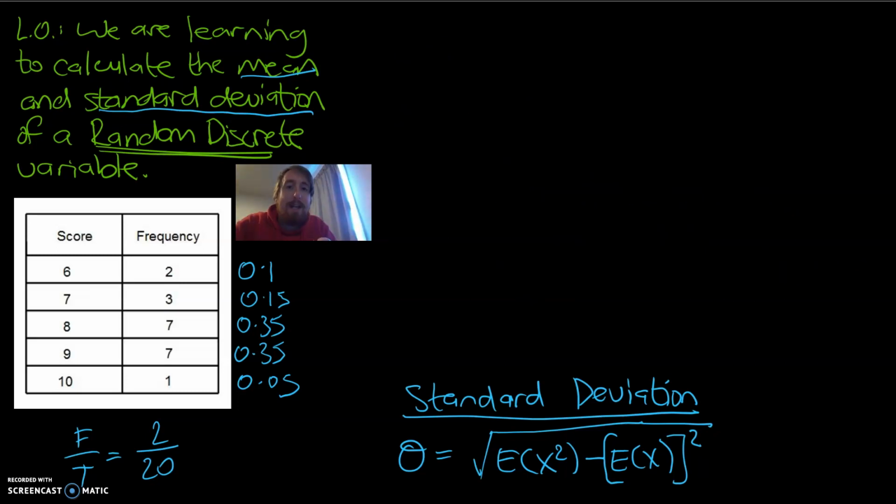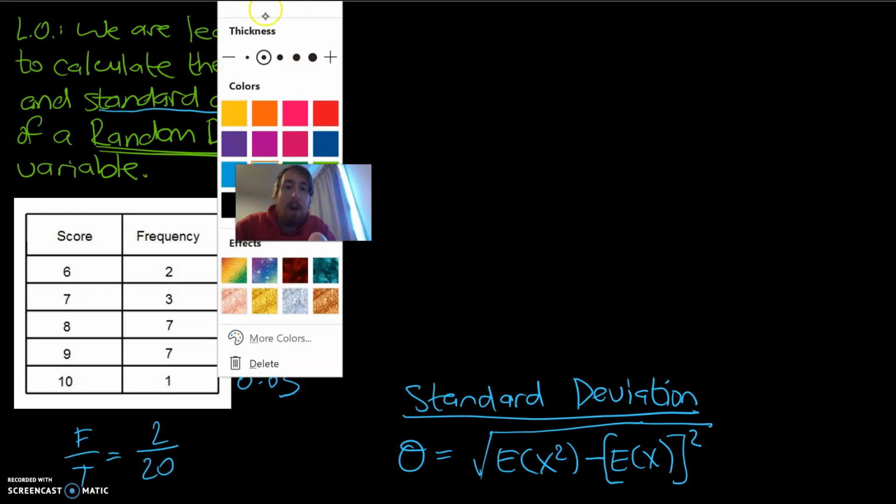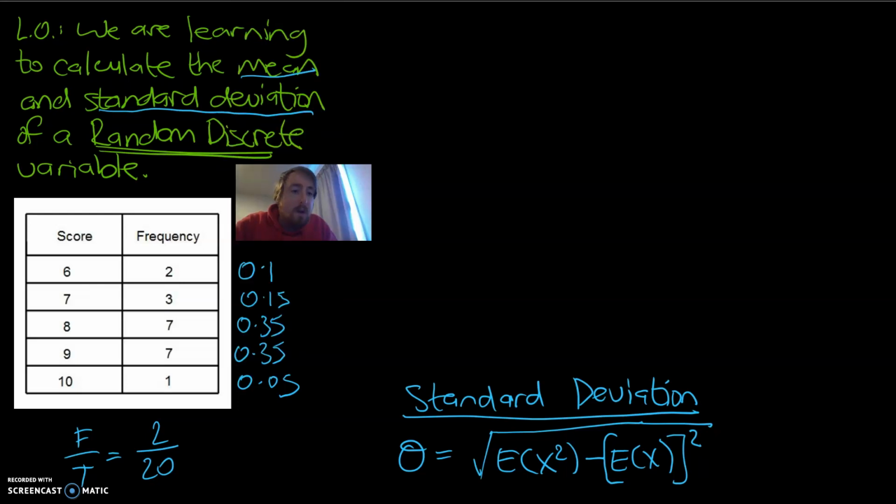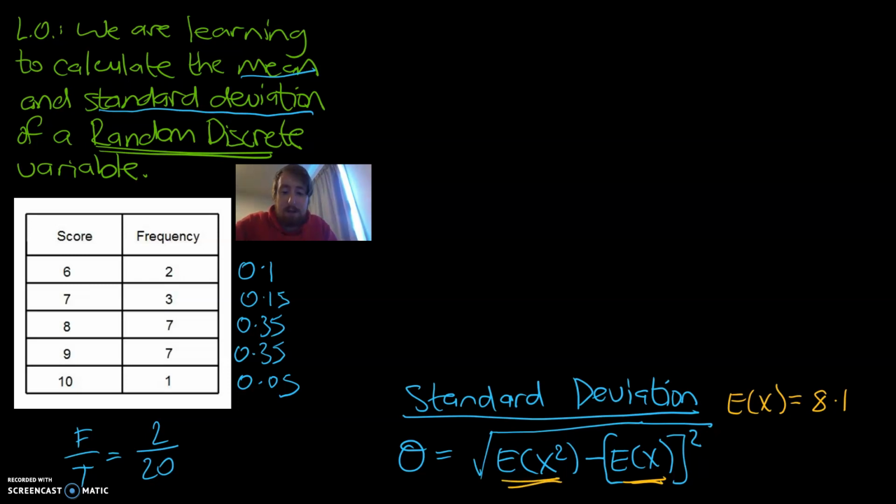Okay, we're back. Just going to change to the yellow pen, just to emphasize that. So we just finished up with the mean, and we figured out that the expected value of random discrete variable x was equal to 8.1. And we're going to need that again later for that part of our formula. We now need to do the same process for the expected value of x squared.